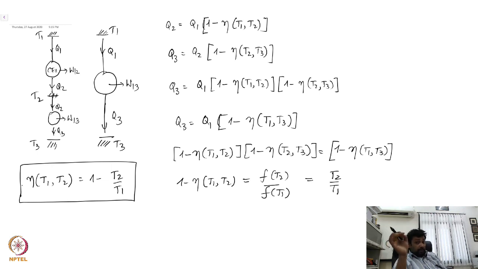But remember, the point is that the Carnot engine is an idealized engine, right? And it is the maximum efficiency possible for any engine that you design which operates between two temperatures T1 and T2, right?